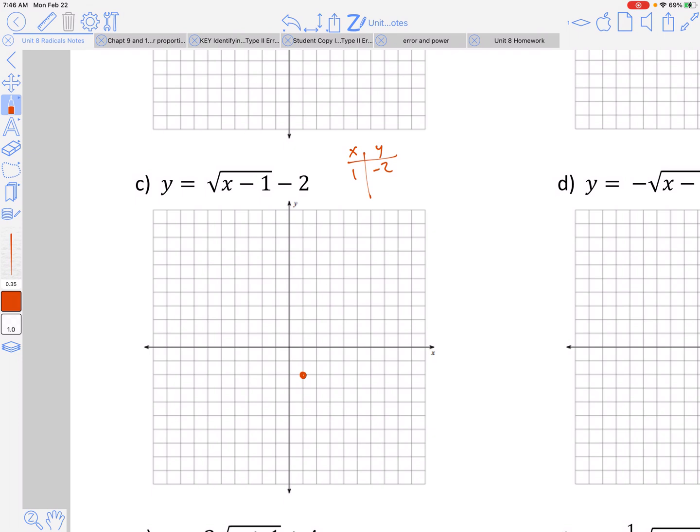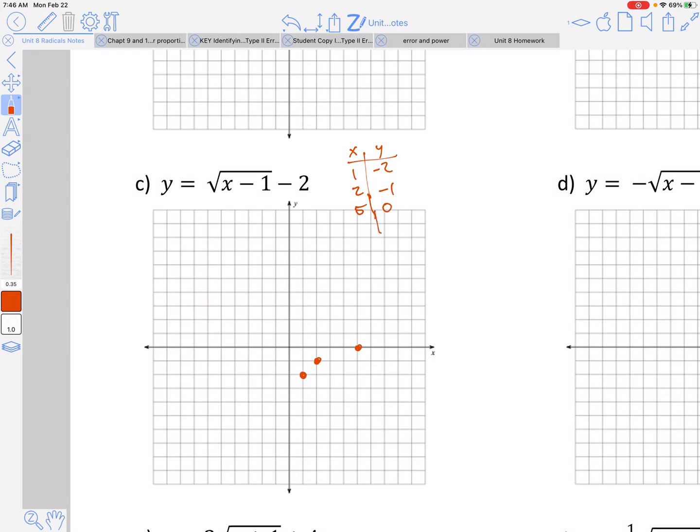All right, so then I plugged in a 2. 2 minus 1 is 1. Square root of 1 is 1. 1 minus 2 is negative 1. So at 2, it's at negative 1. And if I try to plug in a 3, it's going to give me a decimal. 4 is going to give me a decimal, but 5 will work. 5 minus 1 is 4. Square root of 4 is 2. 2 minus 2 is 0. So I went over to 5, 0.